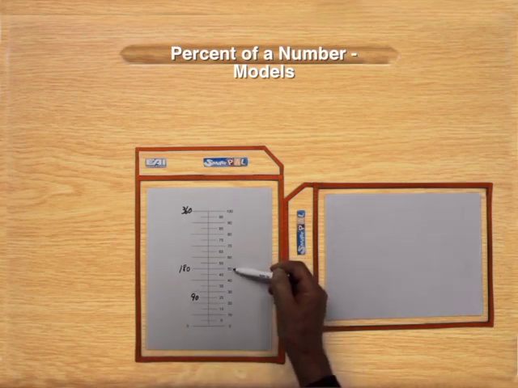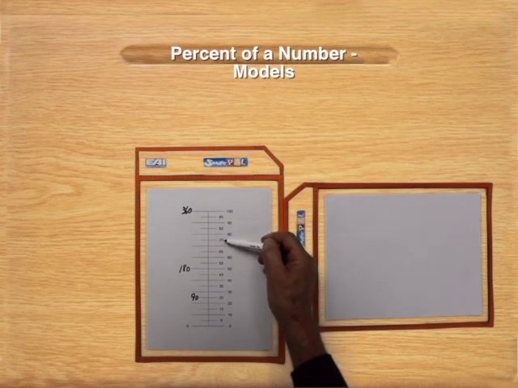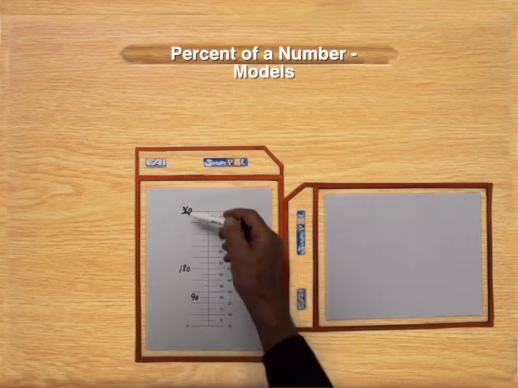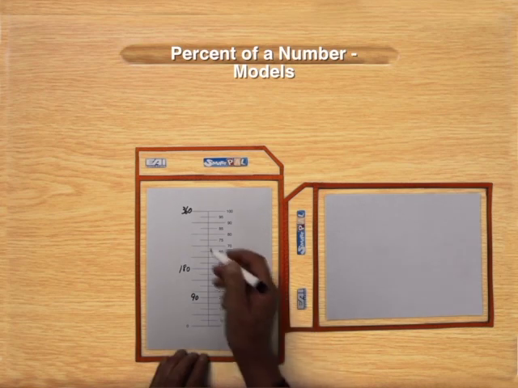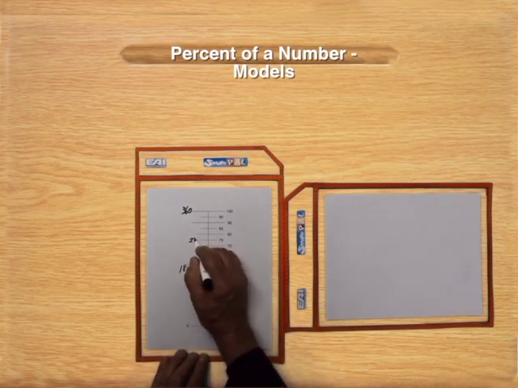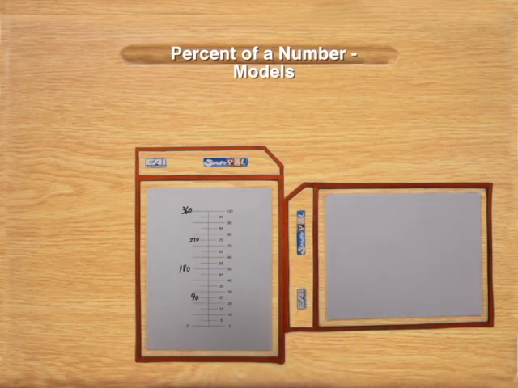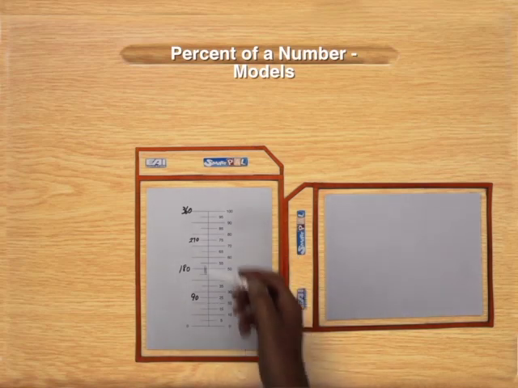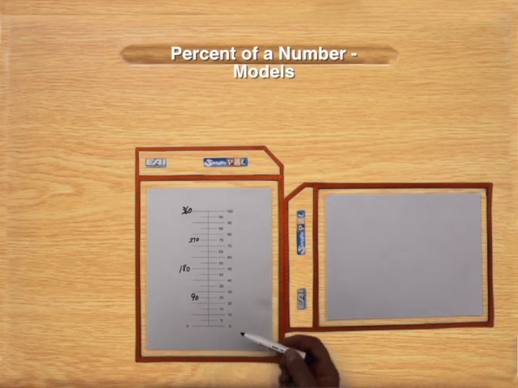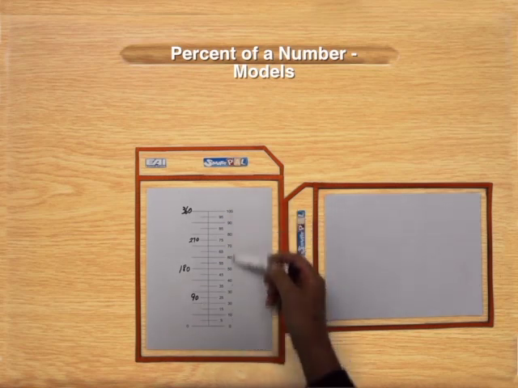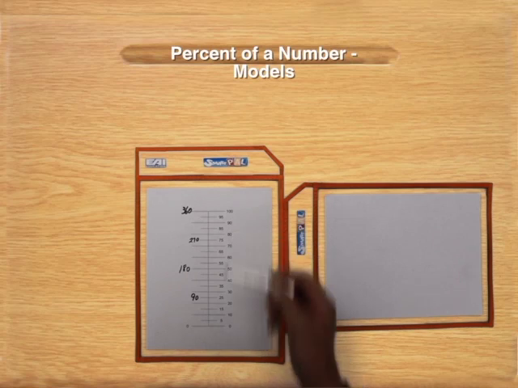Halfway between 50 and 100 is 75. Halfway between 180 and 360 is 270. So we're going to put 270 opposite 75. And what we're going to do now is continue to fill in the grid on the left using its view of the 0 to 100 on the right.